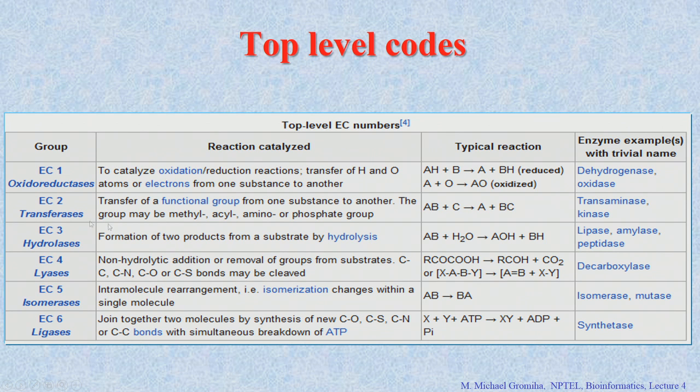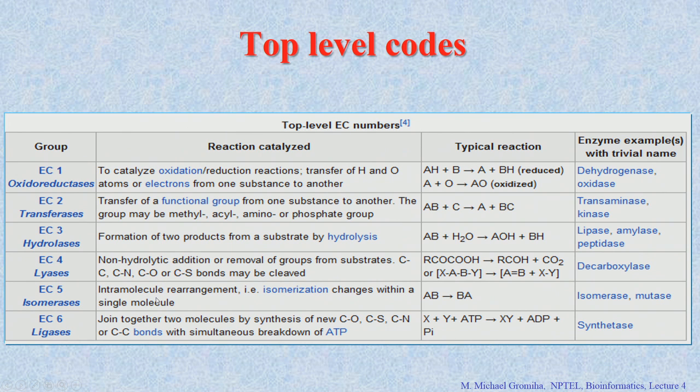And EC2 are transferases, you can see the reaction AB plus C gives A plus BC. EC3 is hydrolase, which involves hydrolysis: AB plus H2O, you can see the water molecule here, gives AOH plus BH. EC4 is lyase, EC5 is isomerase, and EC6 is ligase. Likewise, there are 6 top level classifications of enzymes.